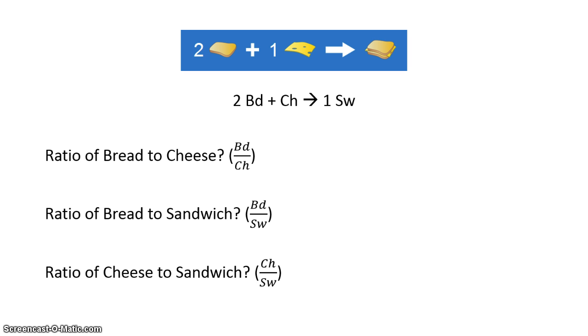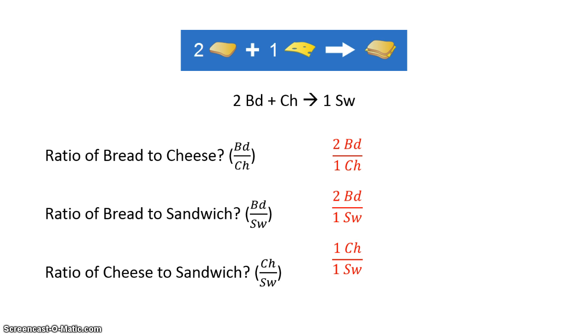The skill that I want you to practice right now before we move on to more difficult topics is writing down a ratio or a relationship between the amount of ingredients in a chemical reaction or in a recipe for a cheese sandwich. Remember, ratios are fractions, not too scary, and I want to know the relationship between the amount of bread and the amount of cheese, the amount of bread and the amount of sandwiches, the amount of cheese and the amount of sandwiches. So you can pause the video and see if you can write the ratios using this fake chemical equation.